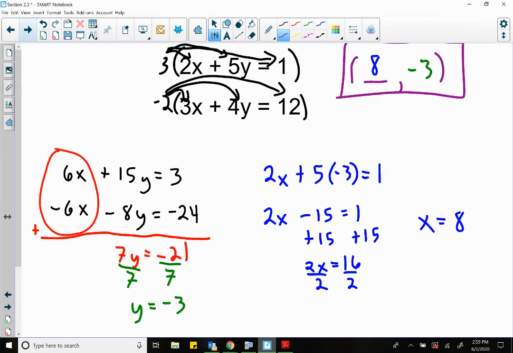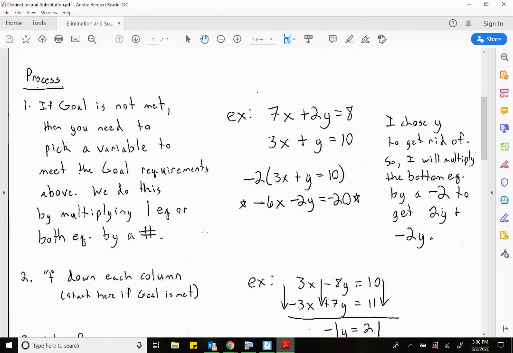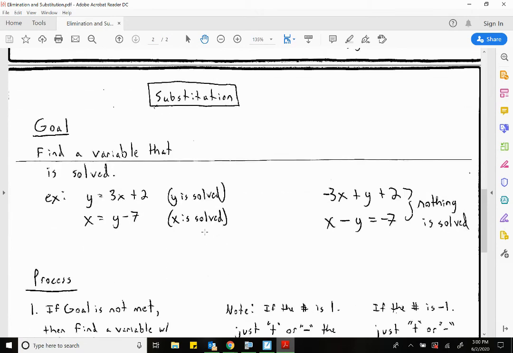Okay? All right, now let's talk about this last problem right here. They are throwing this in section 2-3. I would not do elimination on this problem. Why? Because this is set up for section 2-4, which is substitution. Okay? And in the notes, I've given you the substitution notes. They're on the second page.